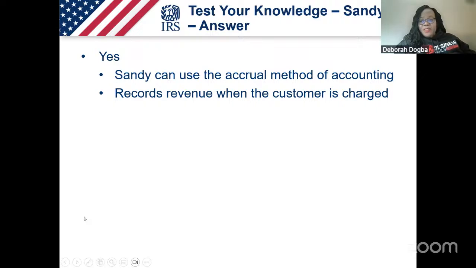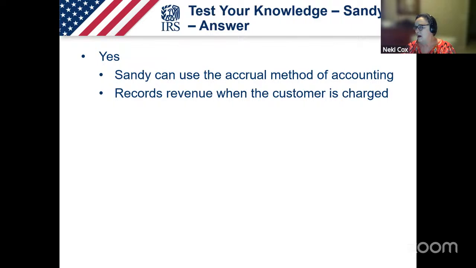There's a question in the chat box. So the question is, how can we tell which she should use? If she is not recording the sale when she receives the cash, then that would be the cash method, as opposed to the accrual method. She's recording the sale when she ships the item. So that's the difference. And you can also take a look at IRS Publication 538, which goes over the differences between the cash and the accrual methods of accounting.